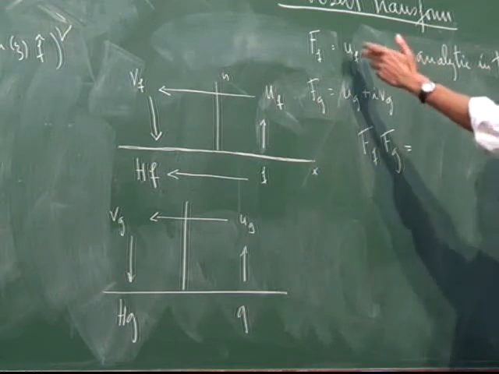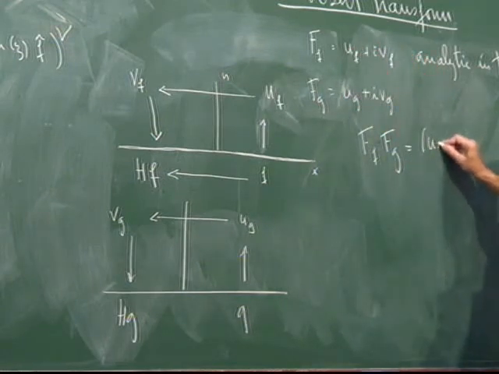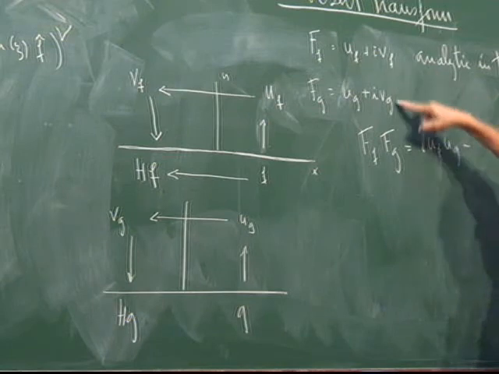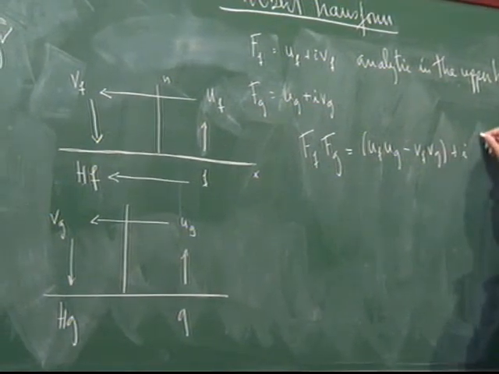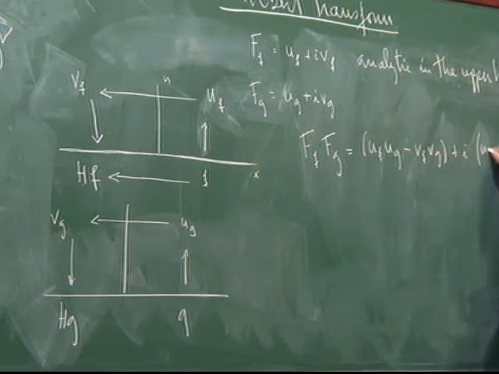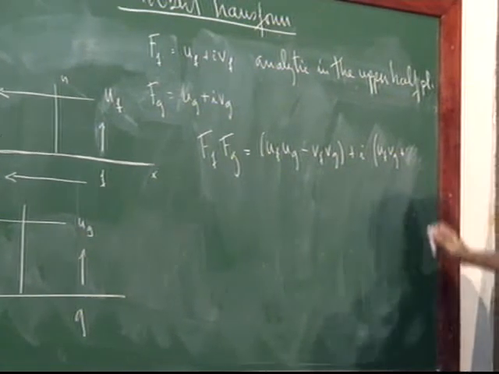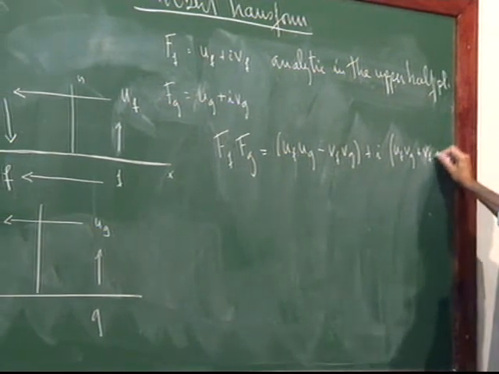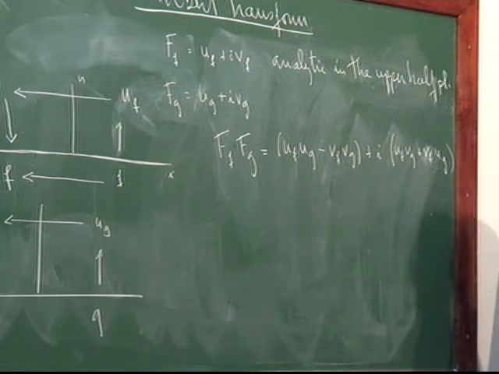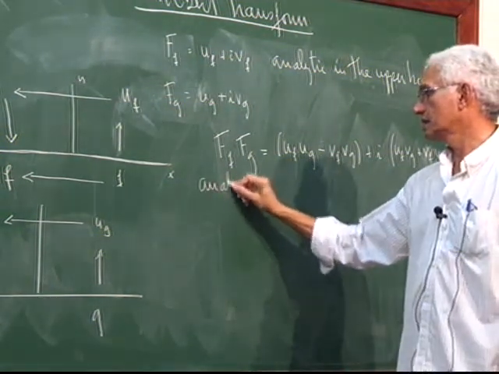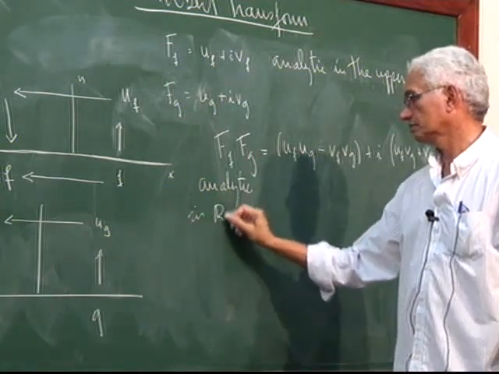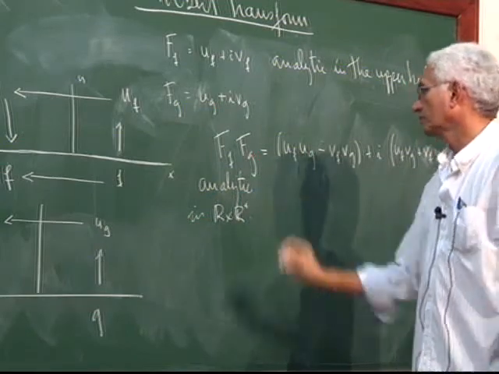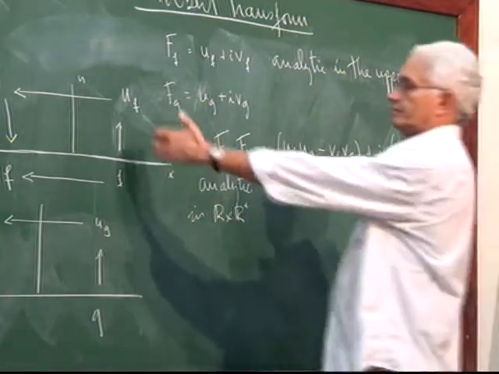And what is the product of these two functions? Well, the real with the real, minus the imaginary with the imaginary, plus i, and now you have U_F V_G plus U_G V_F. This is analytic in the upper half plane.